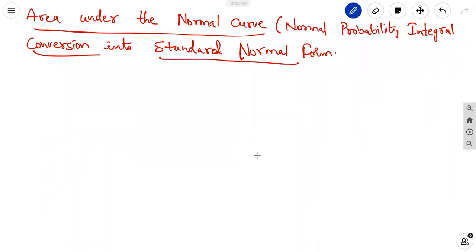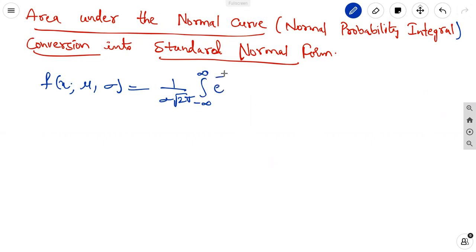Let us discuss the area under the normal curve, that is, the normal probability integral. In this, we look at the conversion into standard normal form. First, by the definition of the probability in the normal distribution, f of x with parameters mu, sigma is equal to 1 by sigma root 2 pi integral from minus infinity to infinity of e power minus (x minus mu) whole square by 2 sigma square dx.